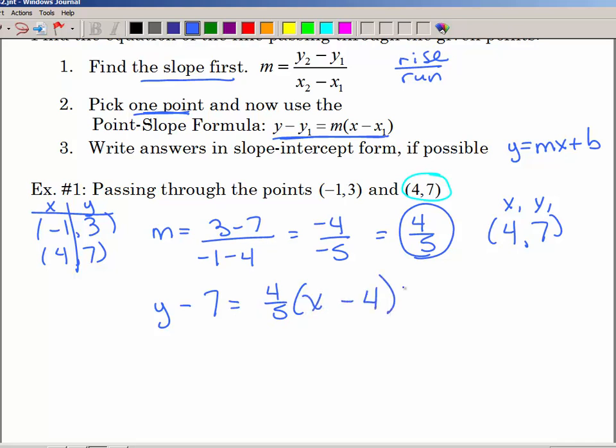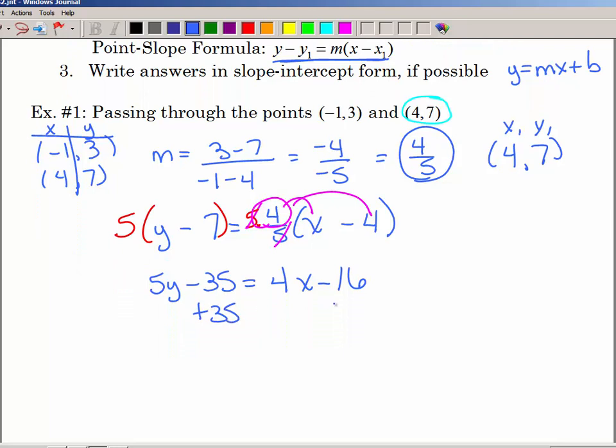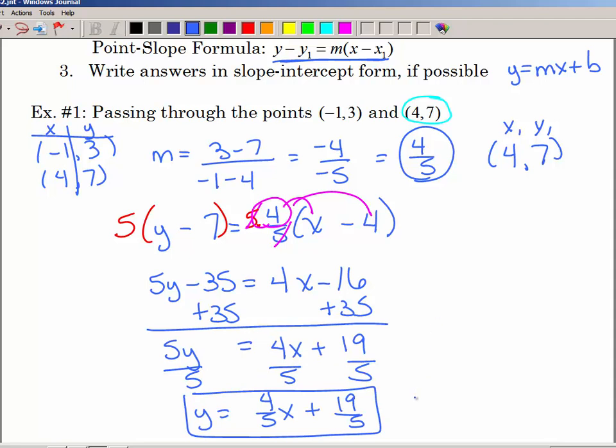The rest of it is just doing a little bit of rearranging, getting rid of fractions to solve for y. So I'm going to choose to get rid of my fraction by multiplying by the denominator. So I want to distribute my 5, and on this side, remember the 5's cancel, and I want to distribute that numerator. Next step, I'm just going to add 35 to both sides. Then the last step is to divide by 5. So notice my slope is 4/5, which is the same as what I started out with. That's a good check. And just to remind everybody, the y-intercept of this line would be 19/5.